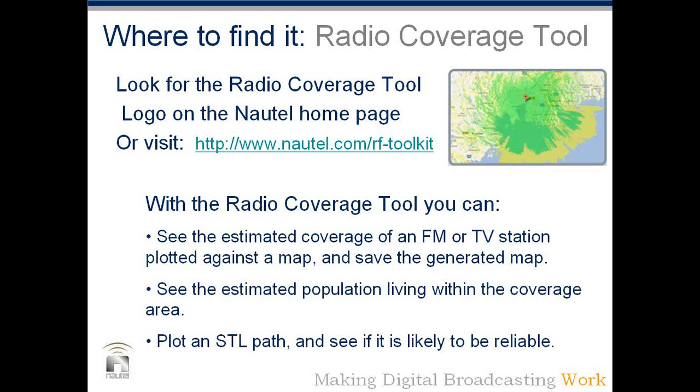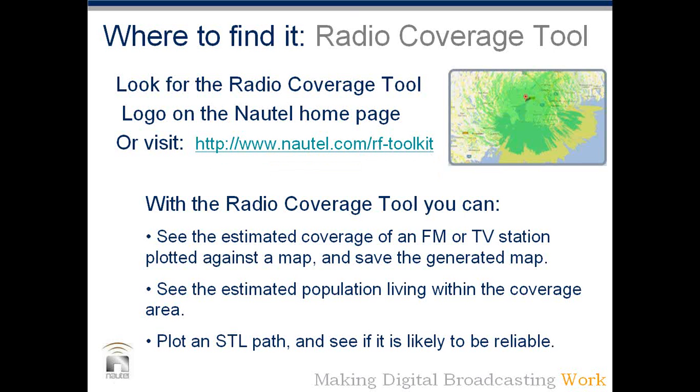So you can find the radio coverage tool, Nautel's implementation of this, on the Nautel homepage, or you can go directly to www.nautel.com/RF toolkit. When you do that, you have to get an ID if you're not already a NUG member. You can get an ID for free.